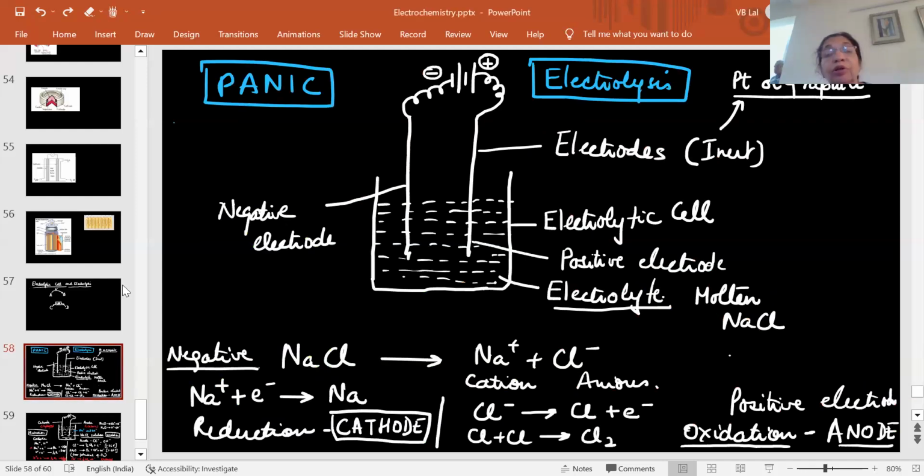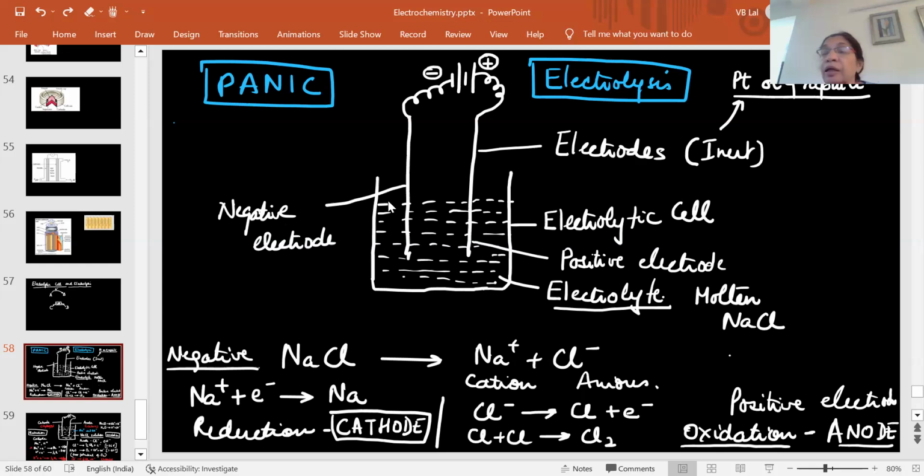So today we are going to do what we call electrolysis. Last class, many of you were not present, so I am going to repeat this part of electrolysis to you. Electrolysis is that part of electrochemistry where you use electric current to bring about a reaction which would not take place otherwise.